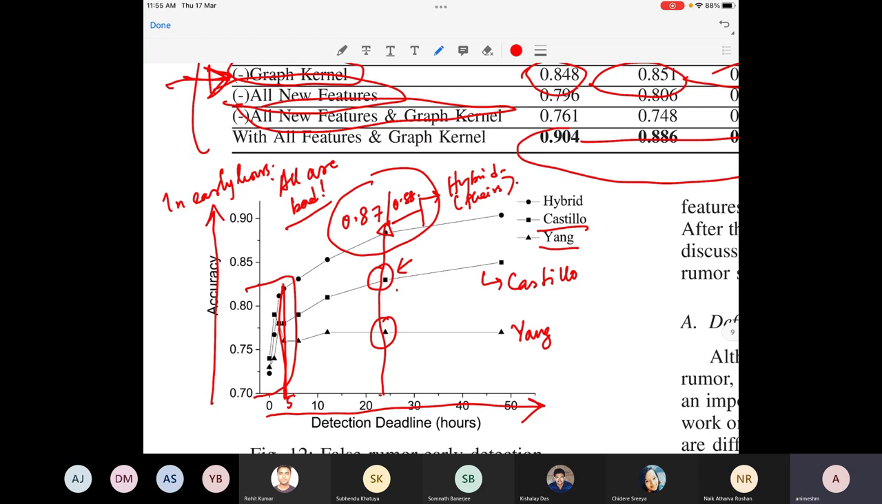Initially the authors' model seems to be doing quite poorly, which is understandable because there is not much repost data, but by 4 hours it picks up well. In fact, within 5 hours the accuracy is more than 80%. And by the time it's 24 hours, you can say with close to 90% accuracy whether something is a false rumor or not. That shows the efficacy of their model even in the early hours of propagation of a news item.